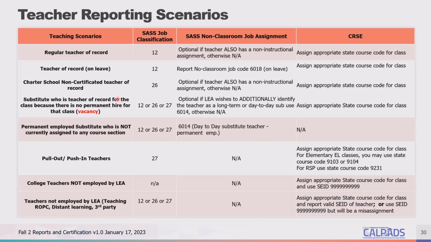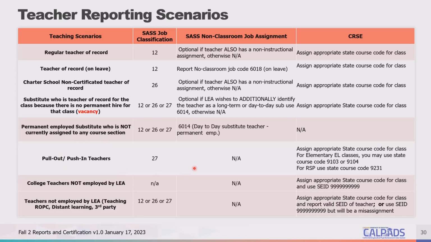That's the only time you report the substitute teacher SEID to the class. So you essentially send up the SDM, you send up their staff assignment code, either a 12, 26, or 27, and assign them to a course. Optionally, you could also report a non-classroom job assignment code of 6014 if they are also a long-term or day-to-day substitute.